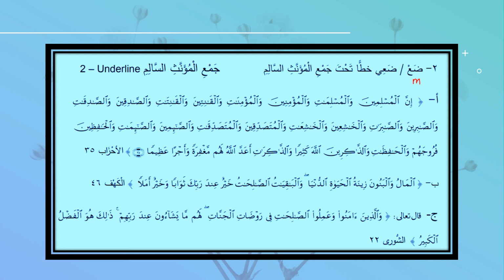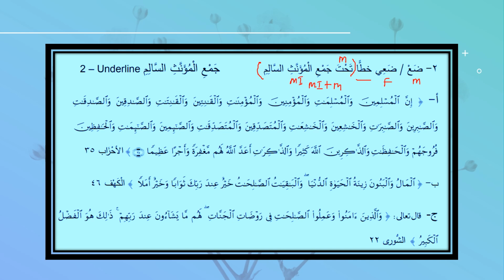Da' for male and female means to put. Khat, underline. Tahta, under. Jam' means Jam' Muannas Salim. So if you see the structure Tahta Jam'i Muannas, this whole is a triple construction idafa, where the zarf is playing the role of Mudaf. Jam' is playing two roles, Mudaf Ilayhi plus Mudaf. And Muannas is Mudaf Ilayhi.